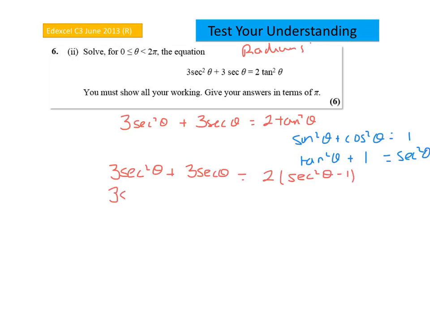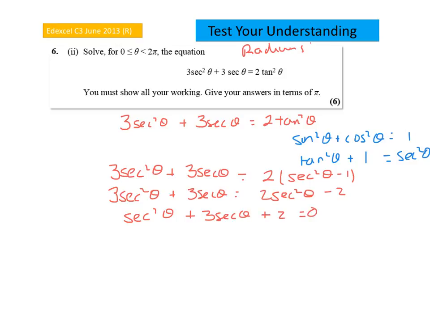Expanding my brackets would give me 2 sec squared theta minus 2. Rearranging it, because the only way to solve an equation is to get it equal to 0 first. So 3 sec squared theta minus 2 sec squared theta will leave me with just sec squared theta plus 3 sec theta plus 2 equals 0.